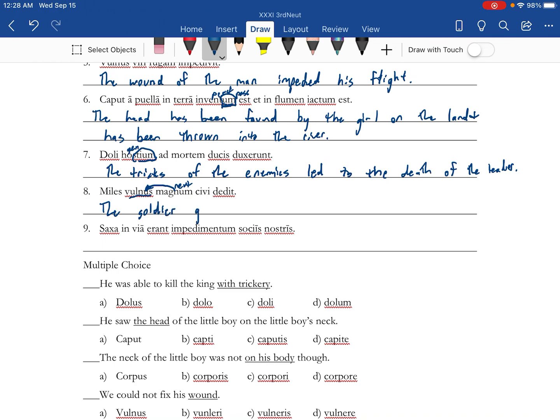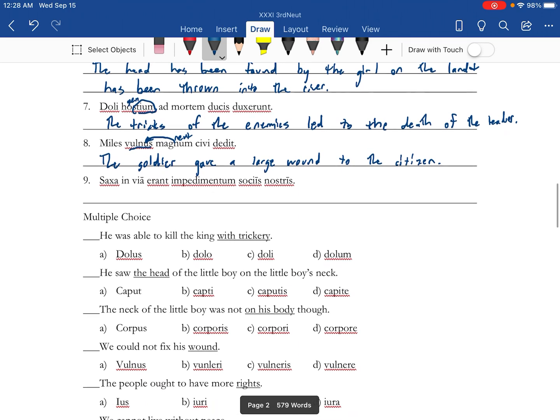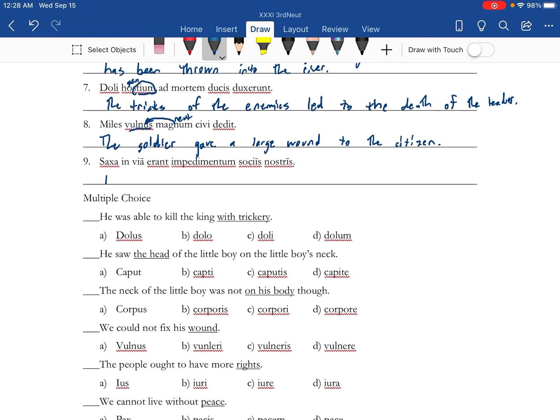So the soldier gave a large wound to the citizen. Then the rocks in the road were an impediment. Were a hindrance. Nostris sociis, to our allies.